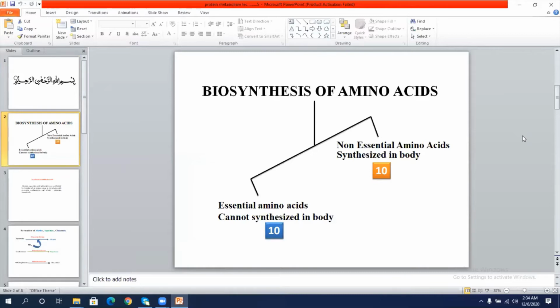Students, the next topic is biosynthesis of amino acids. You know, there are 20 different amino acids which take part in the biosynthesis of different types of proteins inside the body. 10 out of 20 are non-essential amino acids and 10 are essential amino acids. Non-essential amino acids are synthesized in the body and essential amino acids cannot be synthesized in the body.